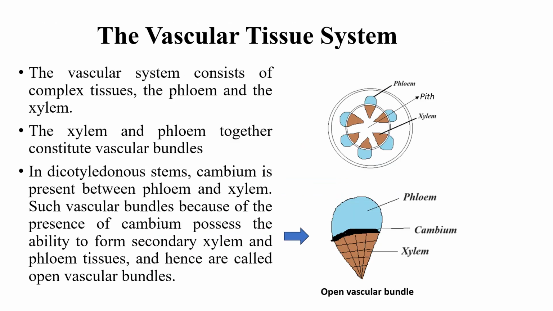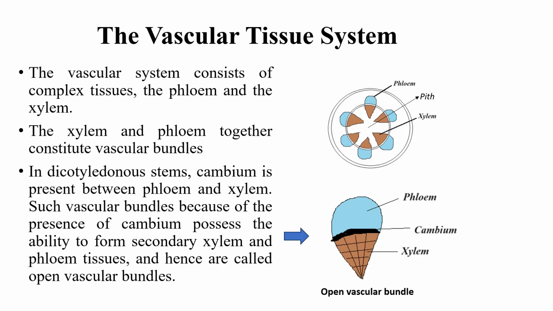Then vascular tissue system. Vascular tissue system consists of complex tissues. One is phloem and another one is xylem. Xylem helps in the conduction of water and phloem helps in the conduction of food, translocation of food or translocation of solute. The xylem and phloem together constitute the vascular bundle.